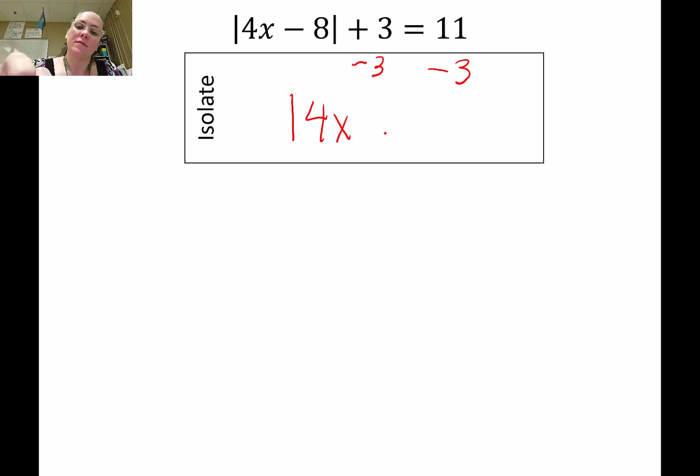minus 8, and we're going to make that a thicker line so we remind ourselves. And 11 minus 3 is 8. Okay, so now I have the absolute value by itself.